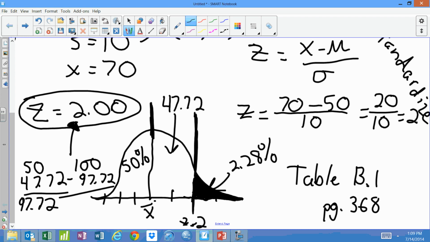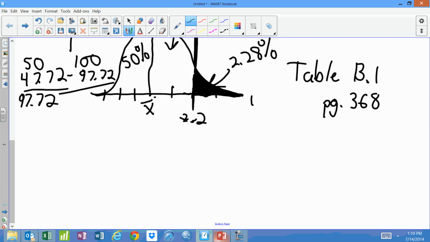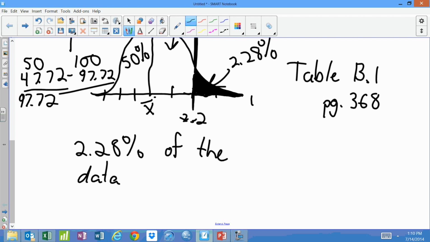Another way you could do it is just look at the right half of our graph, and we know that's all 50%, so we could just take our 50 minus our 47.72. Either way, we are looking at only about 2.28% of our graph is greater than 70. So you would answer that 2.28% of the data is greater than 70, which should answer your original question.